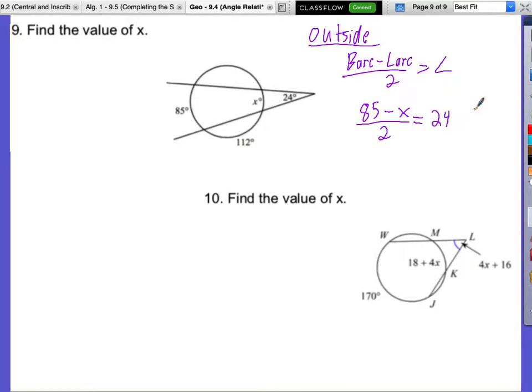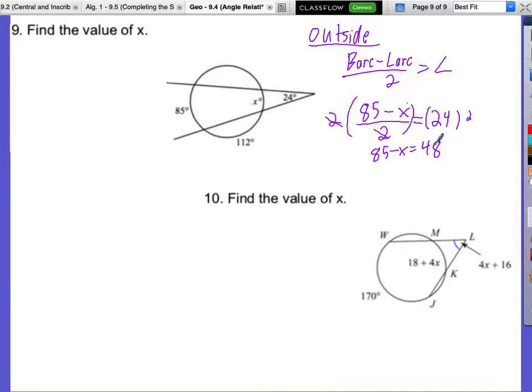Questions on the setup? Okay, so now we can start to solve. We can't really do x divided by 2 very well. What can we do with this 2? Multiply both sides to get it out of the denominator. So you have 85 minus x is equal to 48. Now what?